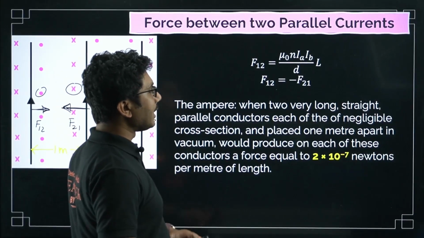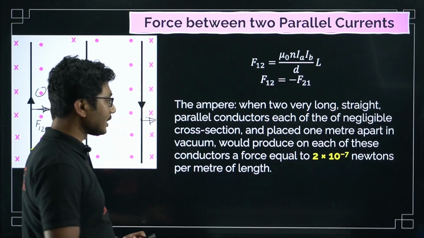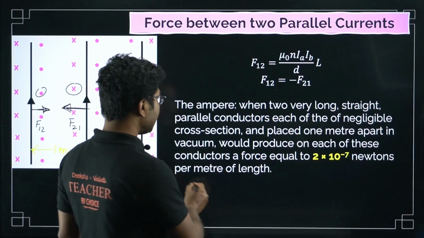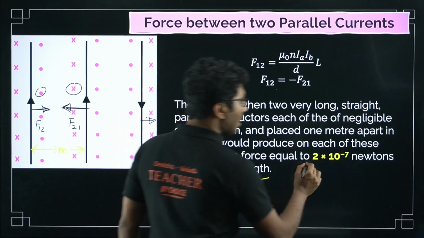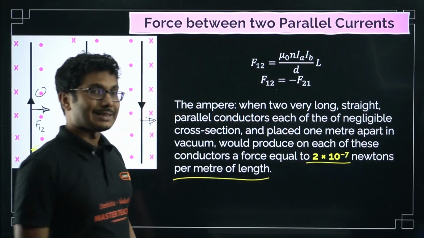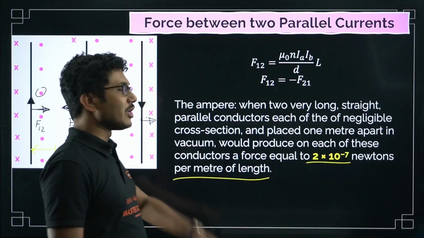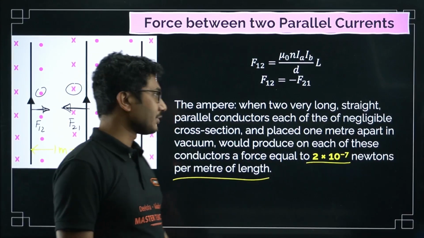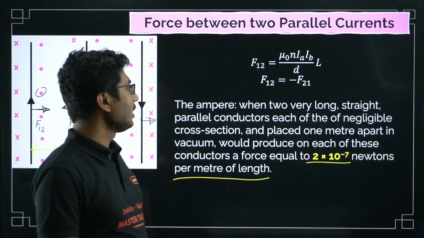equal to 2 into 10 to the power of minus 7 newtons per meter of length. So this is very, very important: per meter of length, 2 into 10 to the power of minus 7 newtons. This is the value you have to remember. Based on that some questions might come, so this is an important thing to remember.